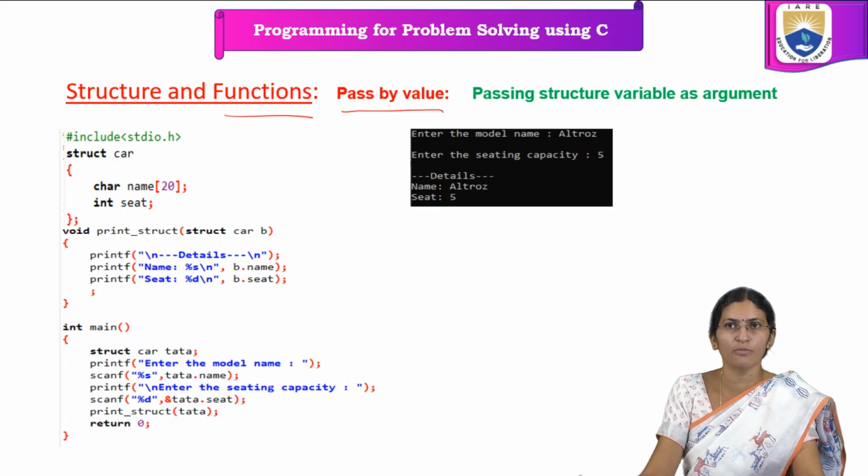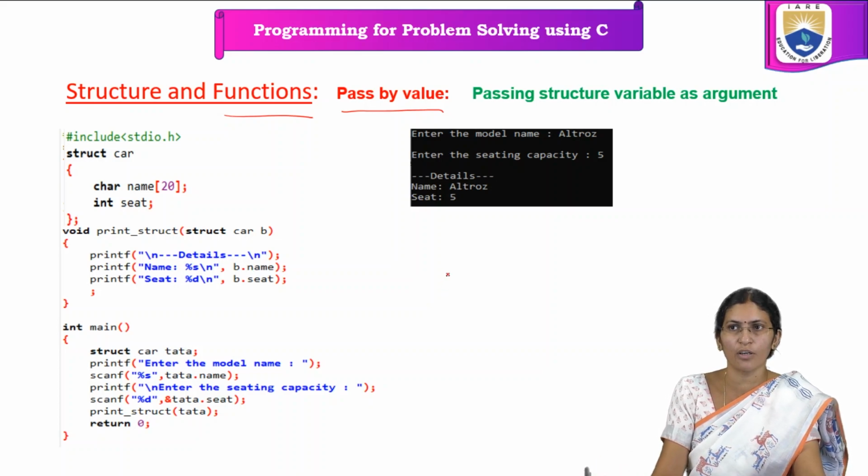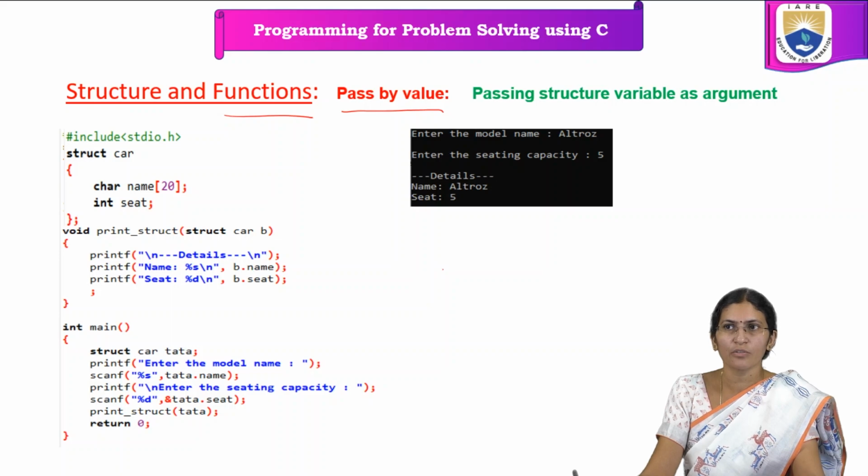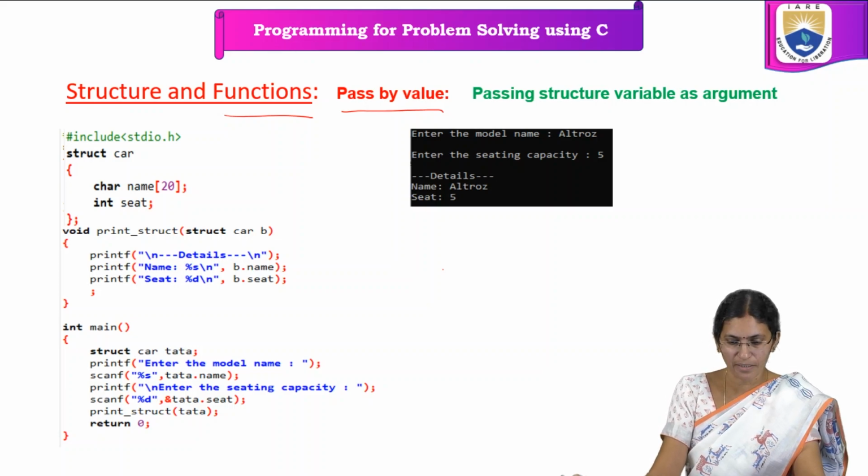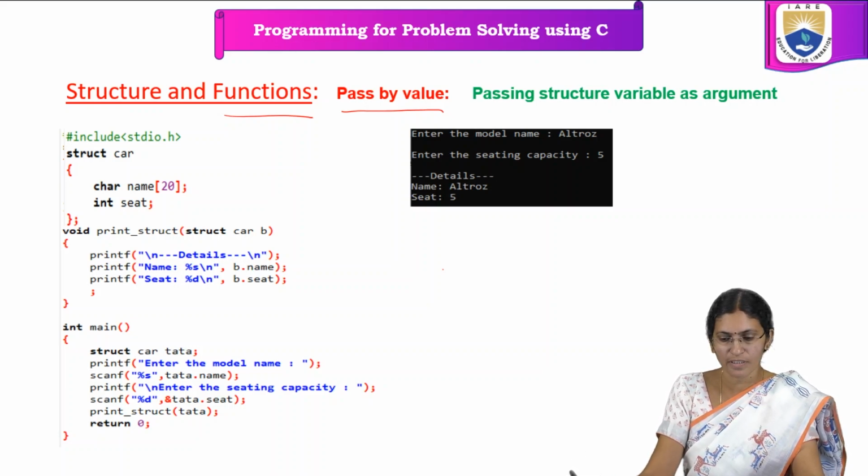In the pass by value method, a copy of the actual parameters is copied to the formal parameters. Mainly we have two types of parameters, actual and formal parameters. In the pass by value method, the formal parameters are nothing but a copy of the actual parameters. So if we make any changes to the formal parameters, these are not reflected in the actual parameters. Now let us see one example for this.